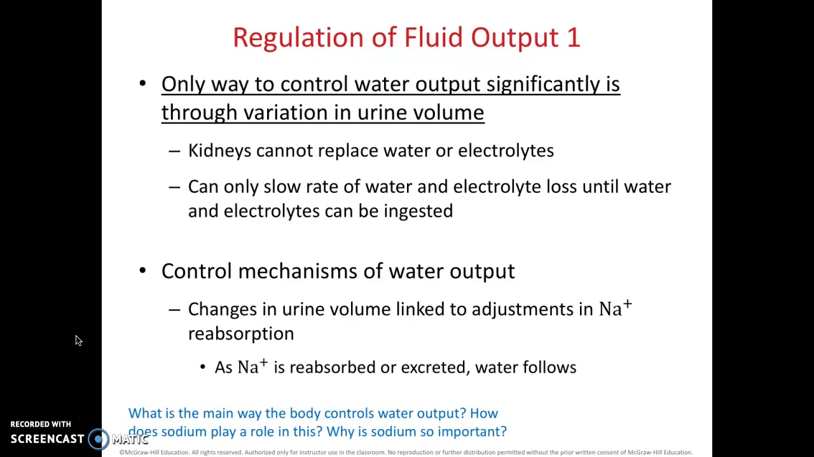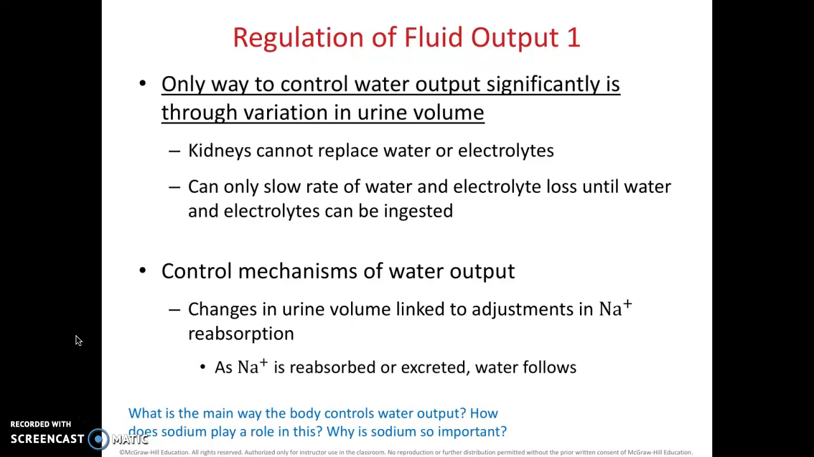So remember we talked about these gains and losses, and if you remember from that diagram, the only real significant output is with urine, whereas breathing, water loss from expiration, as well as sweating, really isn't too significant. So the kidneys can't replace water or electrolytes, but they can slow the rate of water and electrolyte loss until the water and electrolytes can be later ingested.